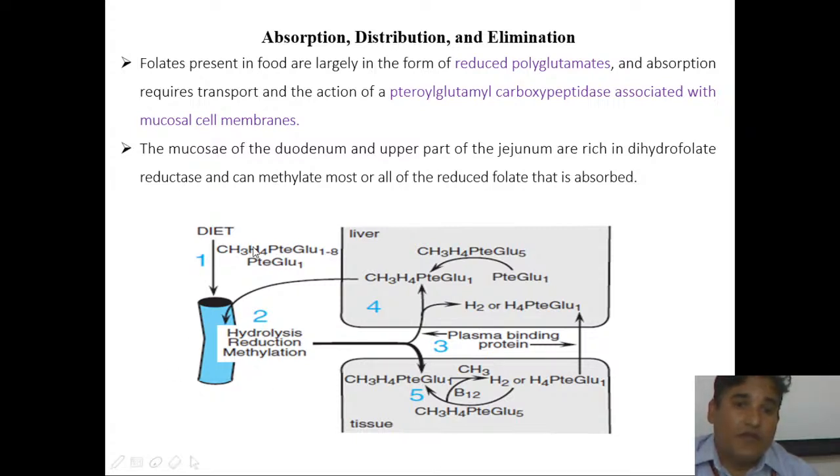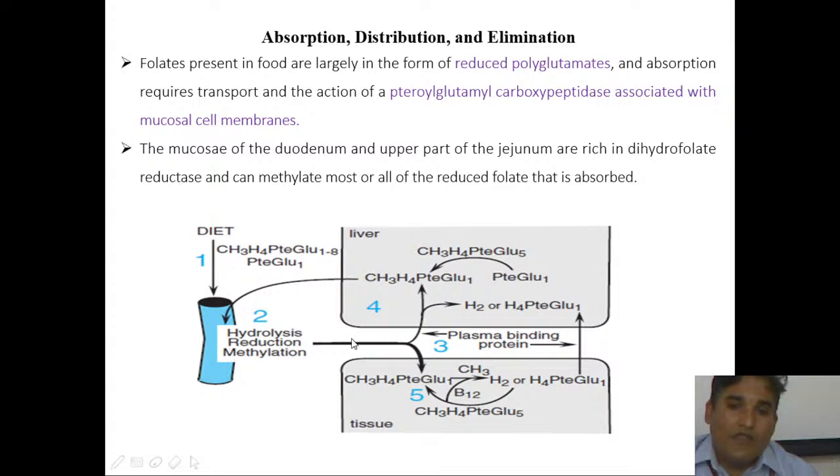Before absorption of the folic acid present in the diet in the GI, it must be hydrolyzed by the enzyme pteroyl glutamyl carboxypeptidase, then further reduced and methylated by the enzyme present on the mucosa, dihydrofolate reductase. When the dietary folic acid is hydrolyzed, reduced, and then methylated by the enzyme dihydrofolate reductase, it is able to be absorbed.